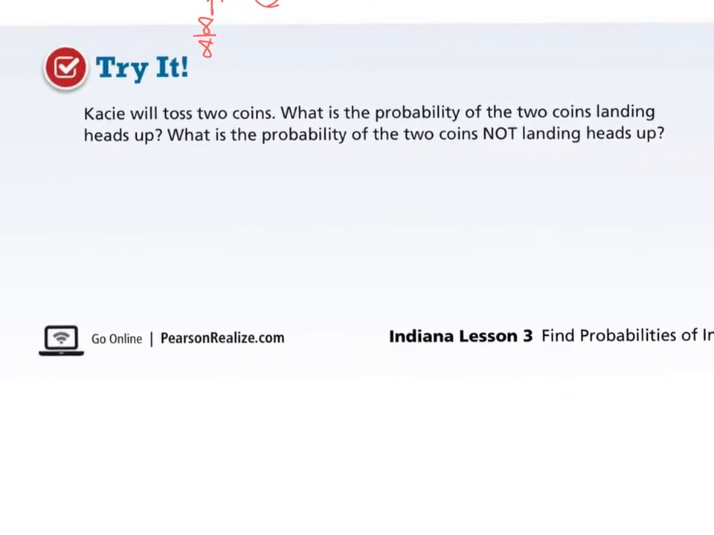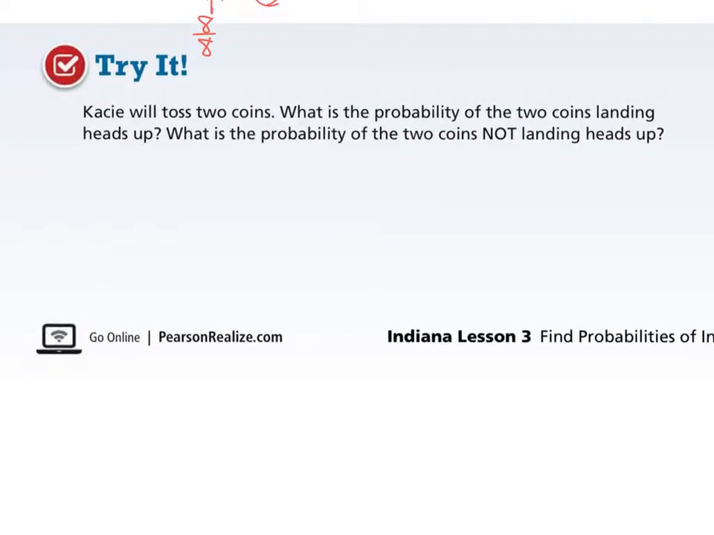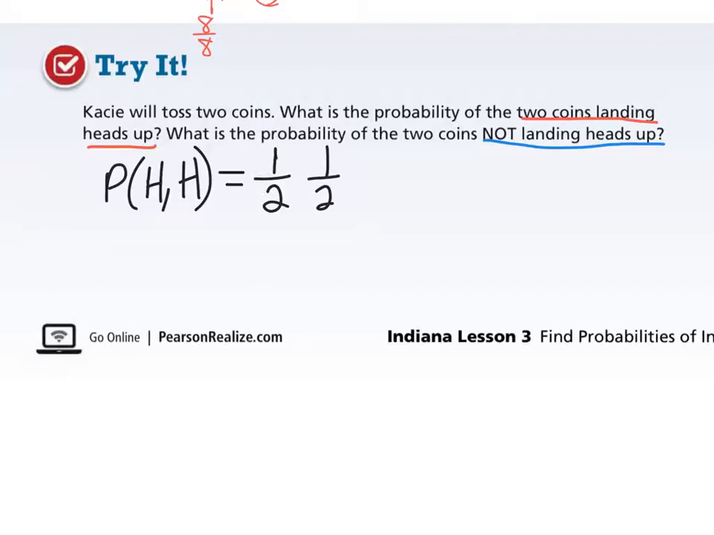So if we look at the try it, Casey will toss 2 coins. What is the probability of the 2 coins landing heads up? And then what is the probability of the 2 coins not landing heads up? So probability of them both landing heads up, since those are both doing the same thing, there's nothing else going on here. We can actually do our fractions. So chance of getting heads would be 1/2. Chance of getting heads would be 1/2. Multiply those would be 1/4.